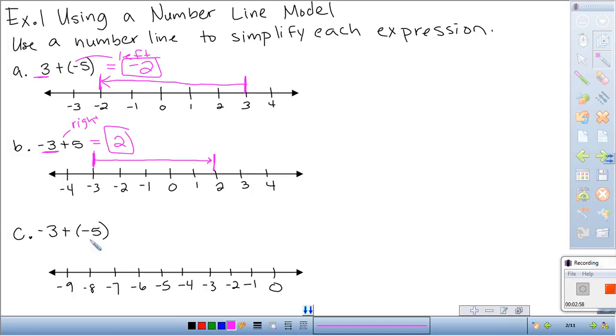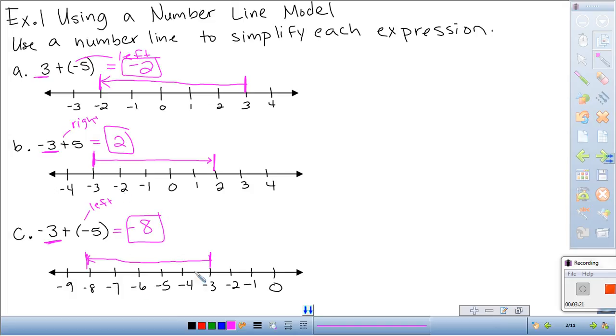On C, negative 3 plus negative 5. Starting at negative 3, that negative 5, that negative tells me to go to the left. So I'm going to go to the left 5 times: 1, 2, 3, 4, 5. And I end up at negative 8.